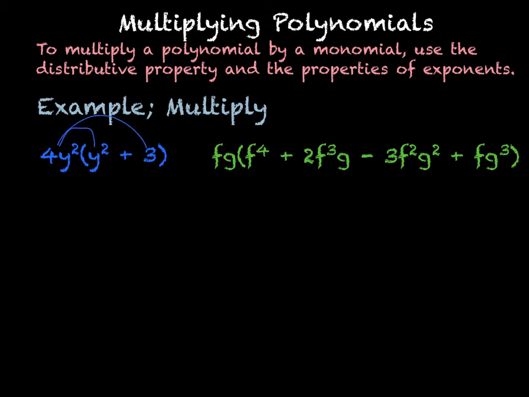We have 4y squared times y squared, which would make it 4y to the fourth, because you would add your exponents, plus 4y squared times positive 3 is 12y squared. So that is your final answer.